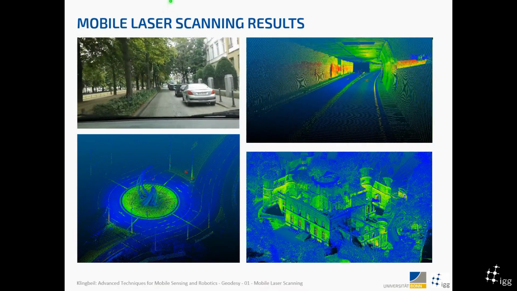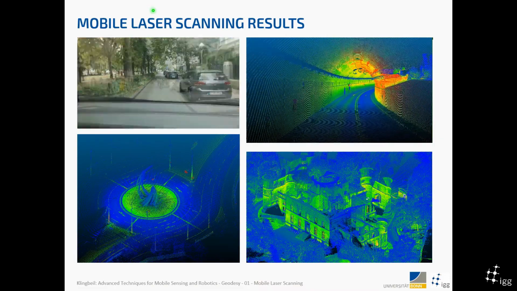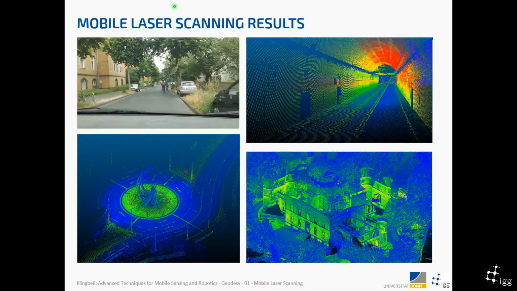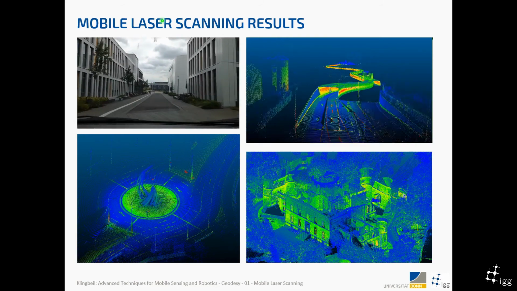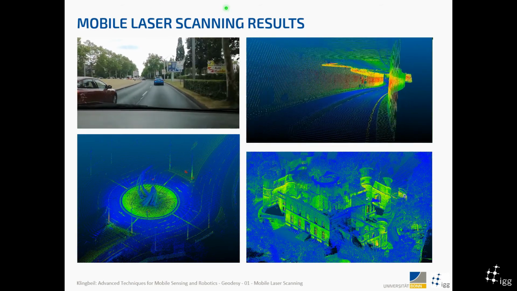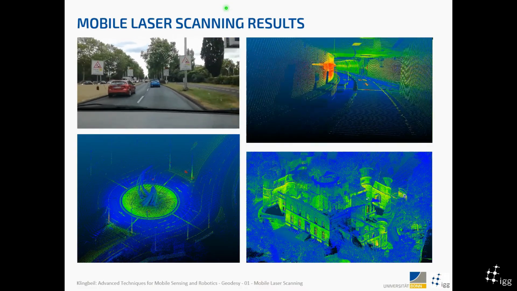This is here in Bonn, Poppelsdorf Allee. These camera data are not used. It's just to demonstrate how it looked. This is the campus Poppelsdorf that you all know, right, when you go to Mensa. And these are some results.